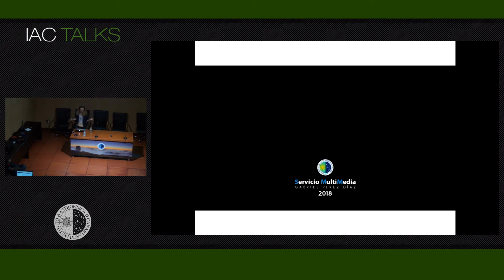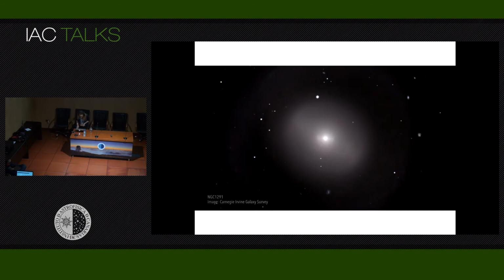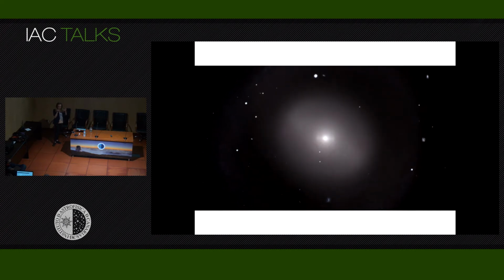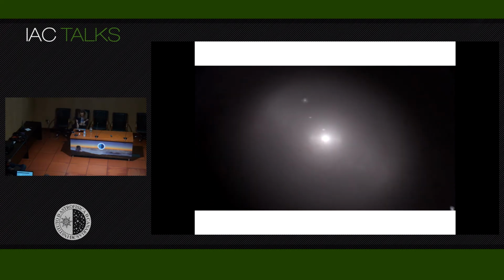So yeah, this was the first evidence that these inner bars can also buckle, which also reinforced the fact that these bars have formed from inner disks, that have to have had some time and be stable to then be able to buckle.